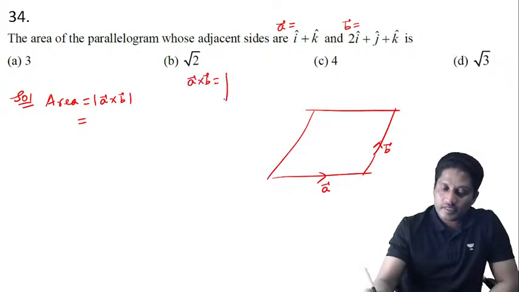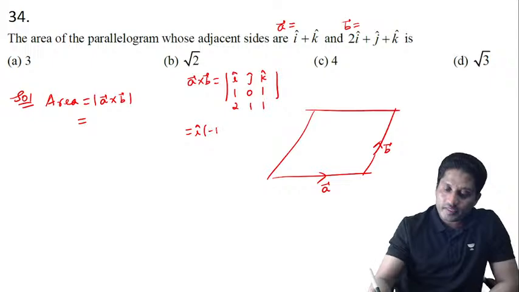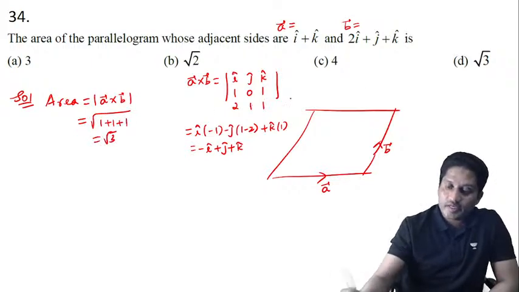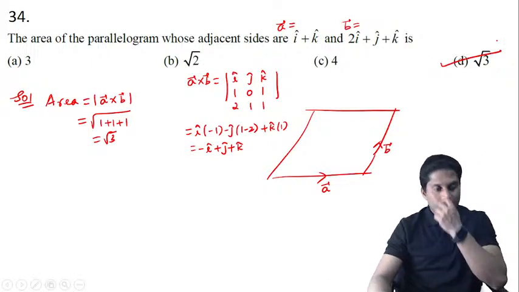A cross B is equal to the determinant, you get components of i, j, k. Components of A is 1, 0, 1. Components of B is 2, 1, 1. I into delete first row, first column, you get minus 1. Delete first row, second column, you get 1 minus 2. And delete first row, last column, you get 1. This is minus i plus j plus k. Modulus of this is root of 1 plus 1 plus 1, which is equal to root 3. Area of the parallelogram is equal to root 3 square units.